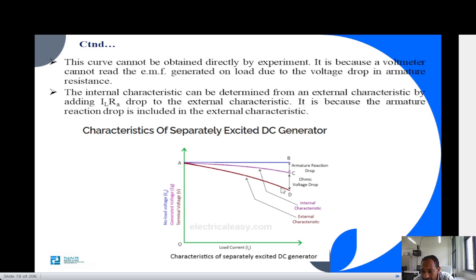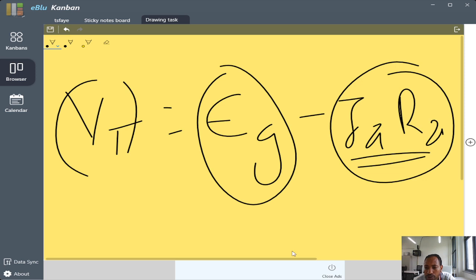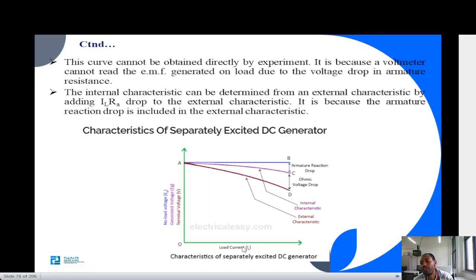So external characteristics is simply internal characteristic minus ohmic voltage drop. What is ohmic voltage drop? This is the ohmic voltage drop inside the armature. So if we subtract them, we can know internal characteristics. So external characteristics plus ohmic voltage will give you internal characteristics.